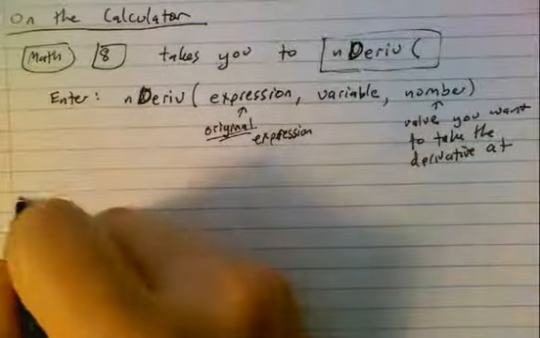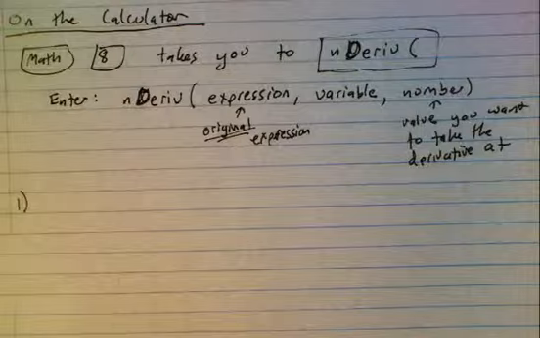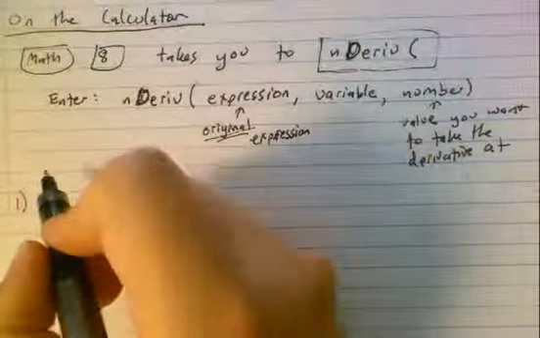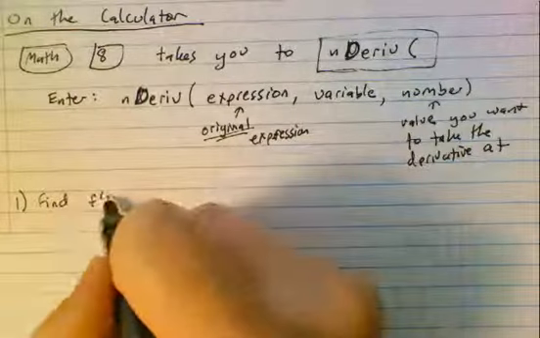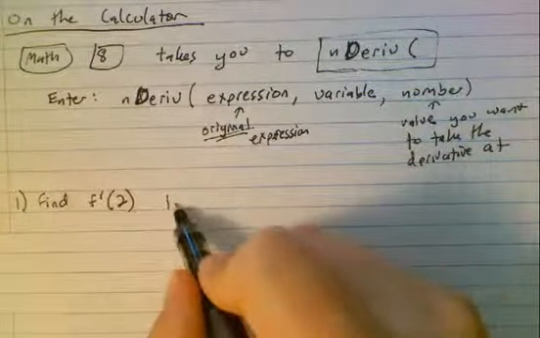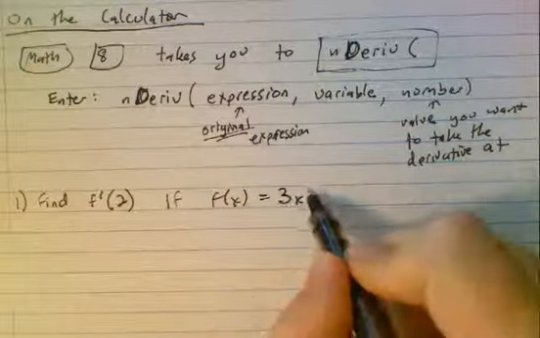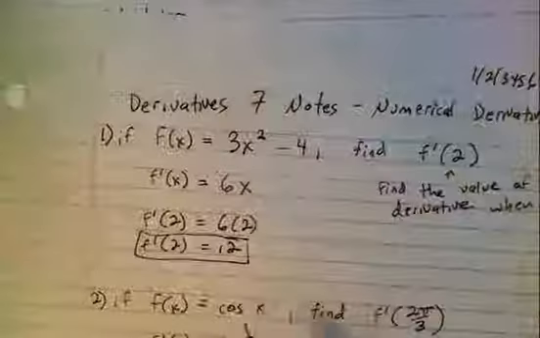So for example, let's just use the same problem that we used right at first in our notes. We're going to find f prime of 2 if f of x equals 3x squared minus 4. And we've already done that, so we know that the answer that we should get should be 12.